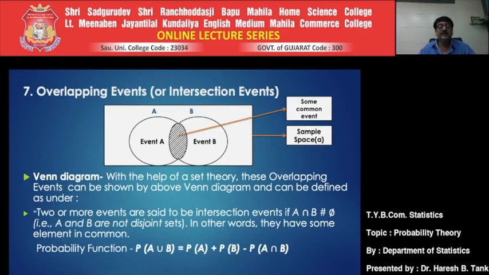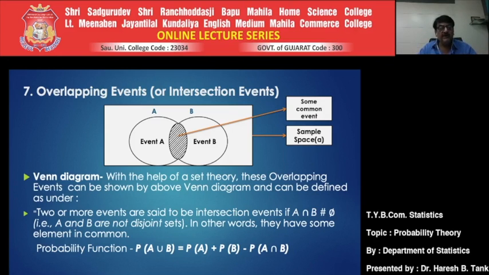What happens when this overlapping event or intersection, or you can say not mutually exclusive event happens? Naturally, there is some common ground. Set A, or you can say event A, and event B are there, but there is some area which is common in both of them. If you put it in a set theory format, this is called a Venn diagram. These overlapping events can be shown with the Venn diagram which is shown in this PPT.